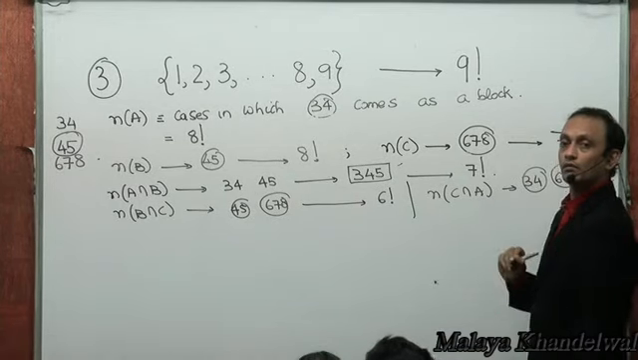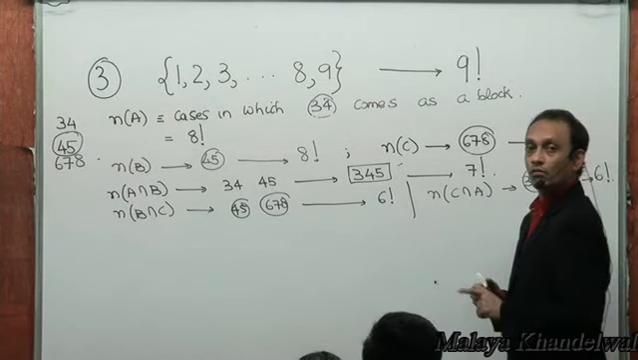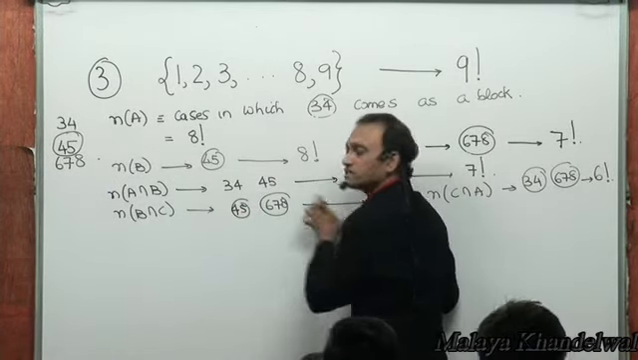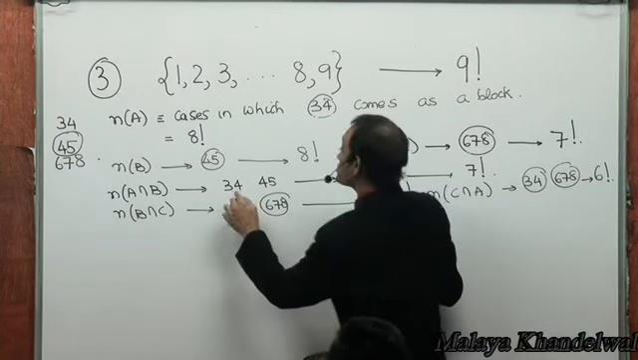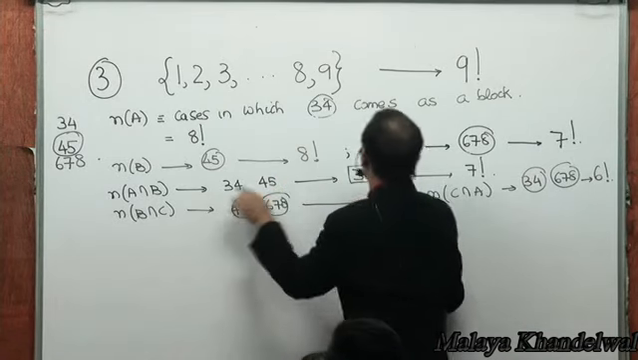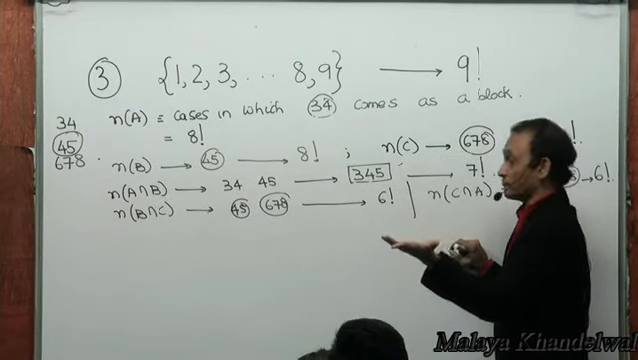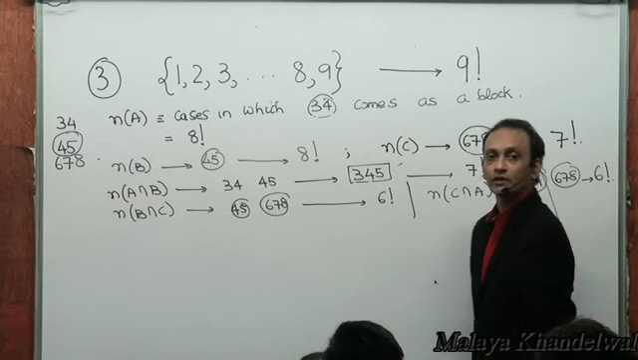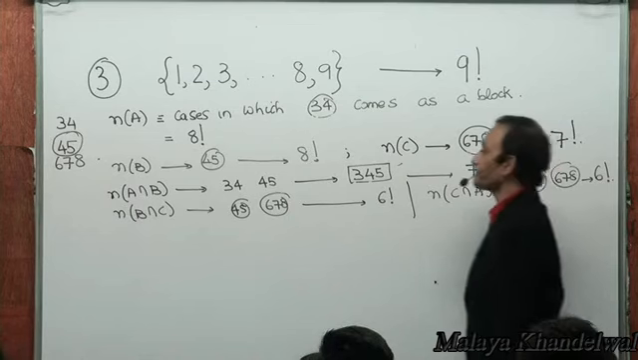No. Why? They can float anywhere. 4, 5 comes as a block somewhere, 6, 7, 8 comes as a block somewhere else. They don't need to come together. But in this case, if 3, 4 and 4, 5 come as a block, then the only way they can come as a block is 3, 4, 5 comes as a unit. There is no option in this case. But for 4, 5 and 6, 7, 8, they need not be neighbors. They need not come one after the other. They can come anywhere floating in the permutation. Right?